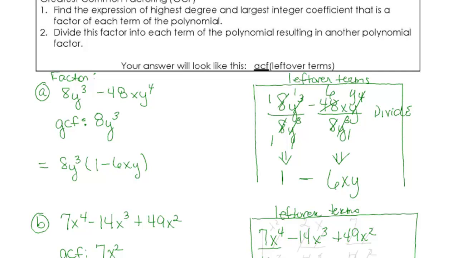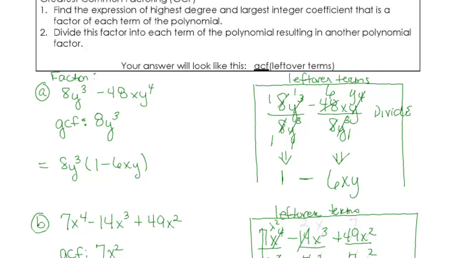So, to find what's left over, you're taking that 7x squared and dividing it into each term. But I want you to be able to do this without having to write leftover terms. 7 divides into 7. x squared divides into x to the 4th. You're subtracting, so the exponent will be 2 less. Here, 7 divides out. x squared divides into x to the 4th, leaving x squared.